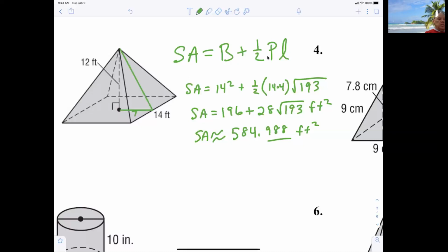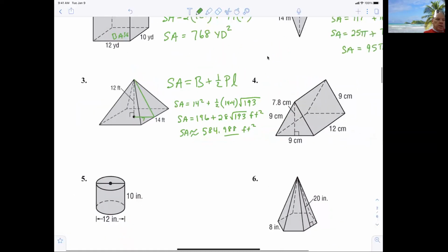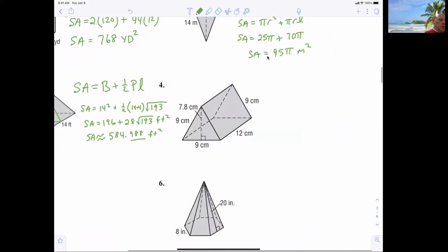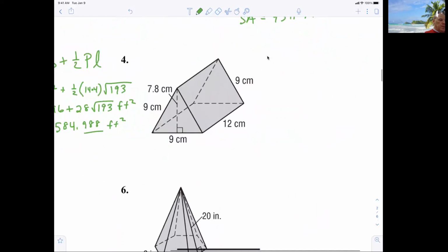That's all right. It's no good. All right. Now you're unconfused, right? All right. So again, I'll do one more with you. All right. Number 4. Here we go.